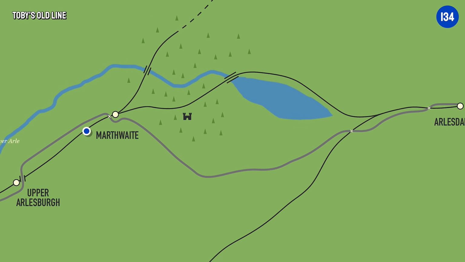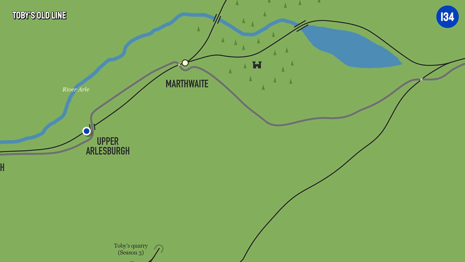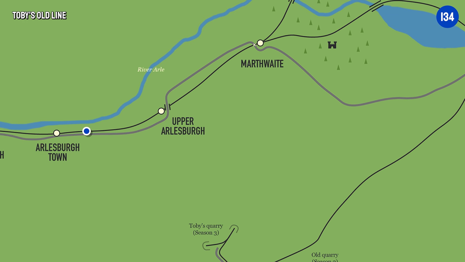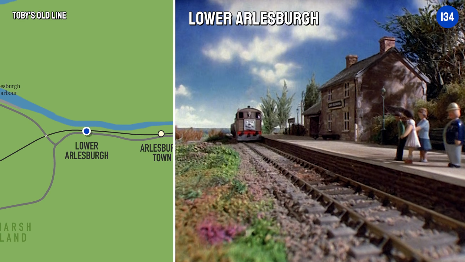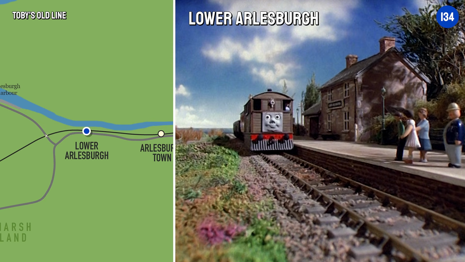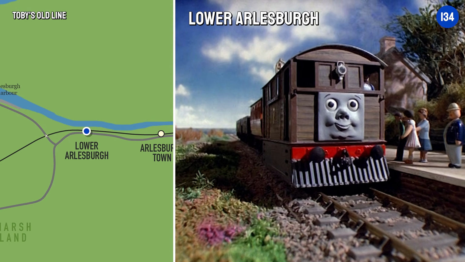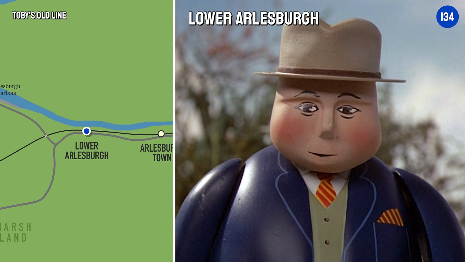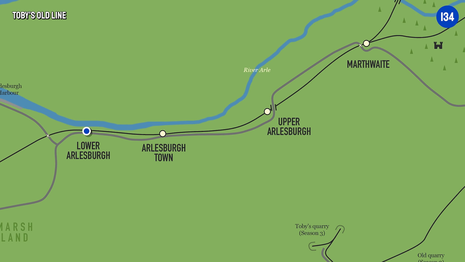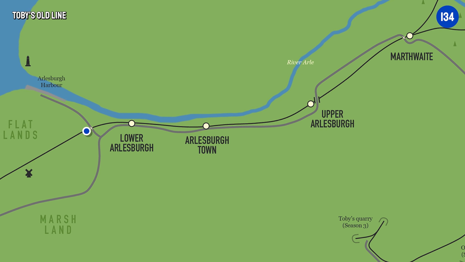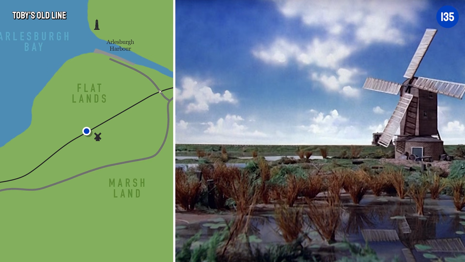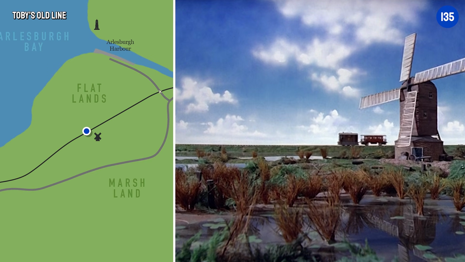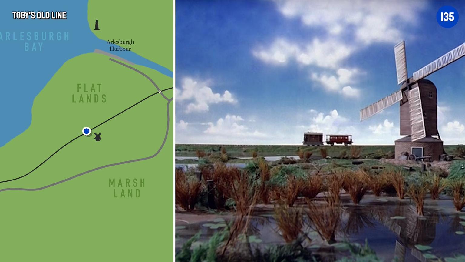After Marthwaite, the line continues west, passing through Upper Arlesborough, which we never see, and then Arlesborough Town, which we also never see, and finally Lower Arlesborough, which we actually have seen on screen. It was at this station that Toby met the Fat Controller and his family for the first time. Beyond Lower Arlesborough is a long stretch of track that passes over flat marshland, and it is here that the ever-classic windmill from the show's intro sequence is located.